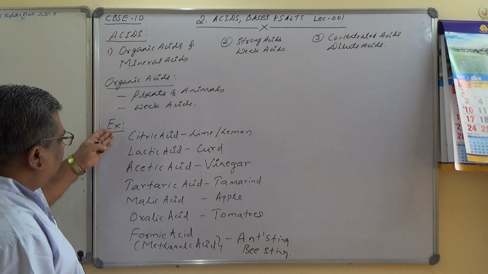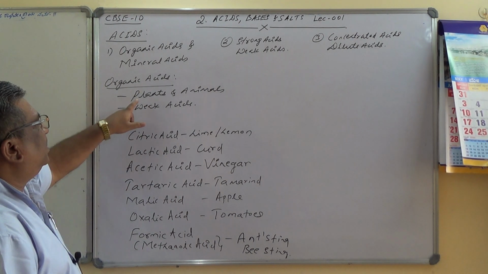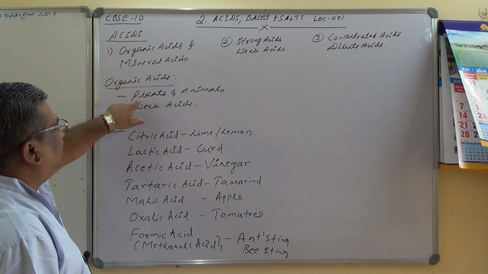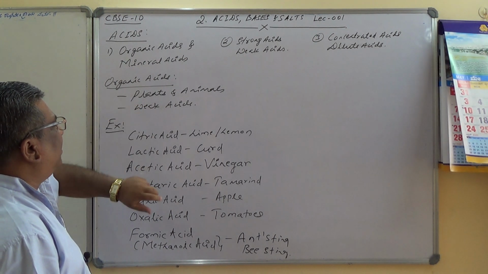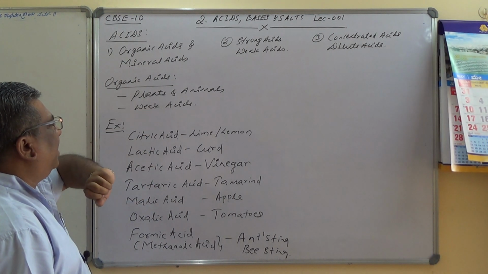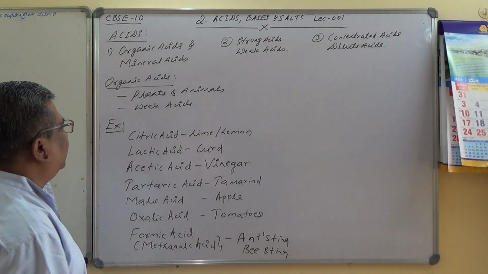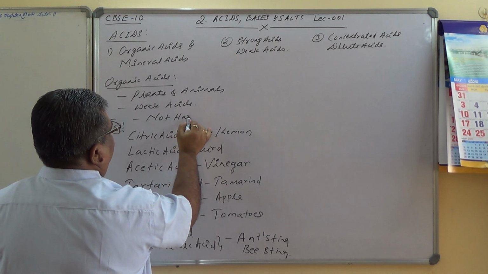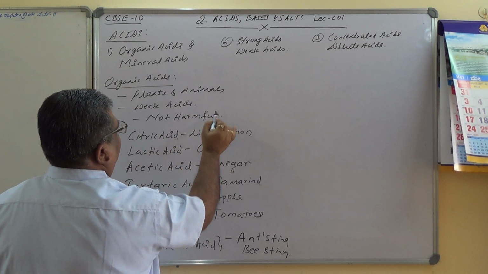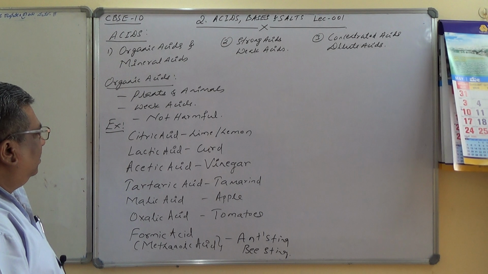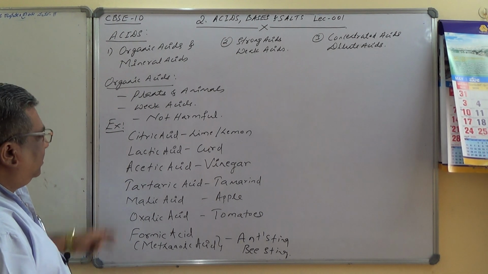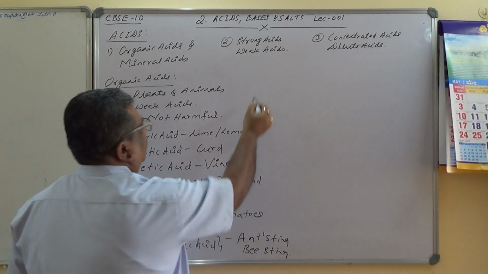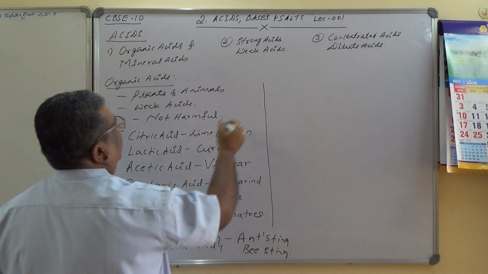So all these are organic acids which are naturally present in plants and animals. Those are derived from plants and animals, and those are weak acids, and generally these are not harmful. Okay, so these are the different types of organic acids. Let us see next, what are mineral acids?